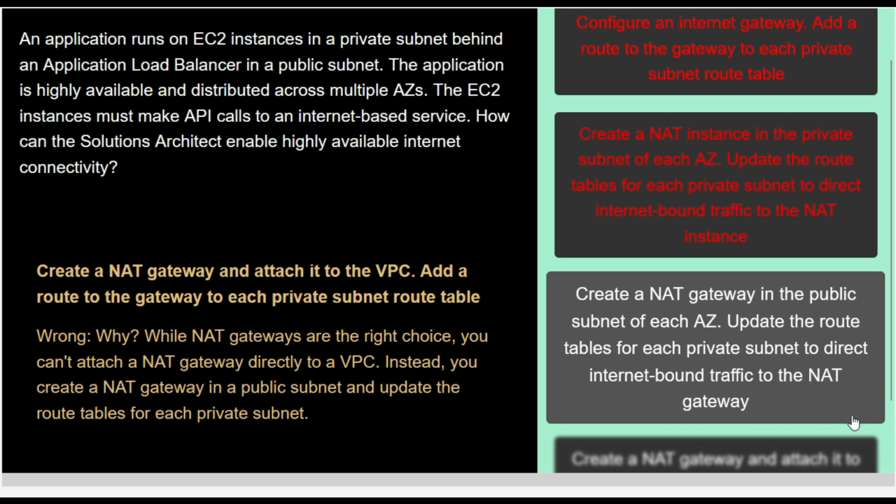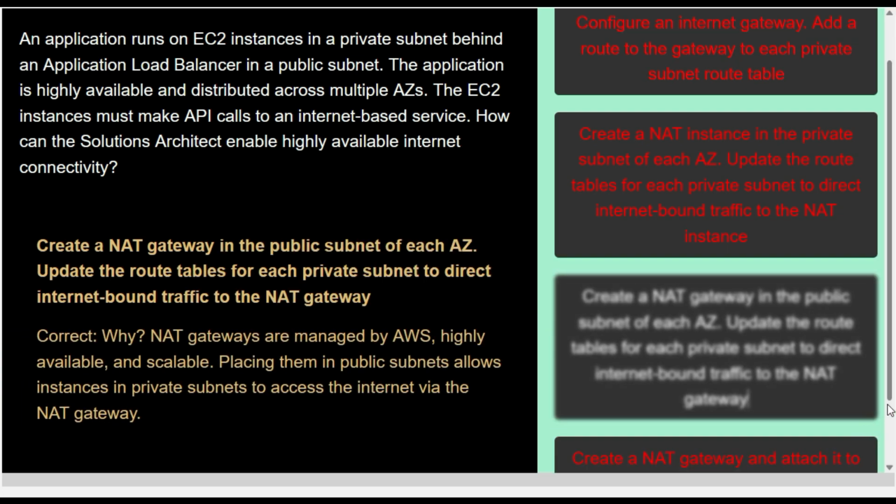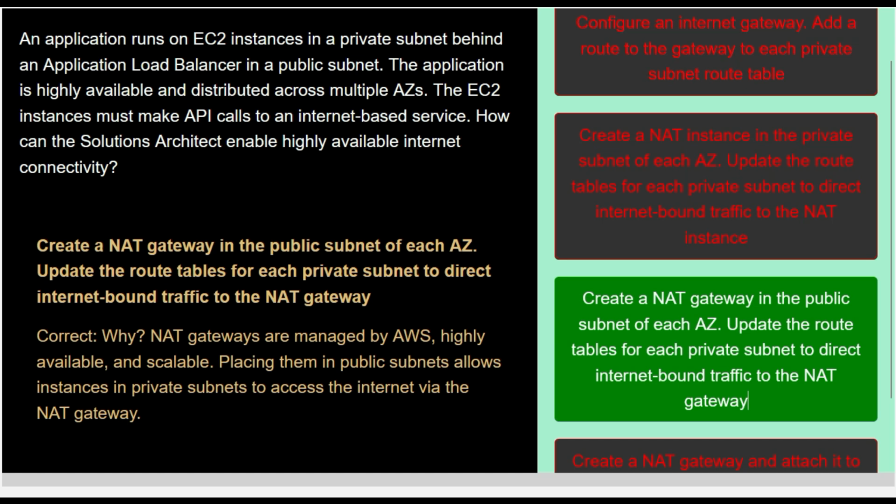Let us go to option number 3 now. Create a NAT gateway in the public subnet of each availability zone. Update the route tables for each private subnet to direct internet bound traffic to the NAT gateway. So this option is correct. Why? Because NAT gateways are managed by AWS, highly available and scalable. Placing them in public subnets allows instances in private subnets to access the internet via the NAT gateway. So at the end, this is why option number 3 is the correct answer.